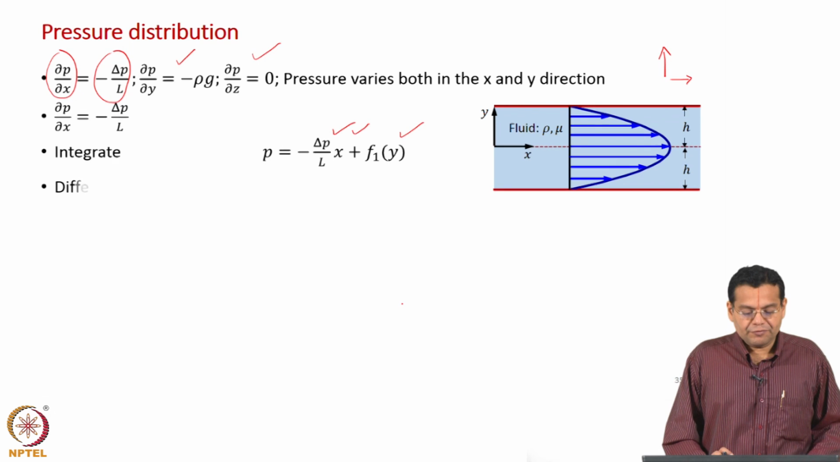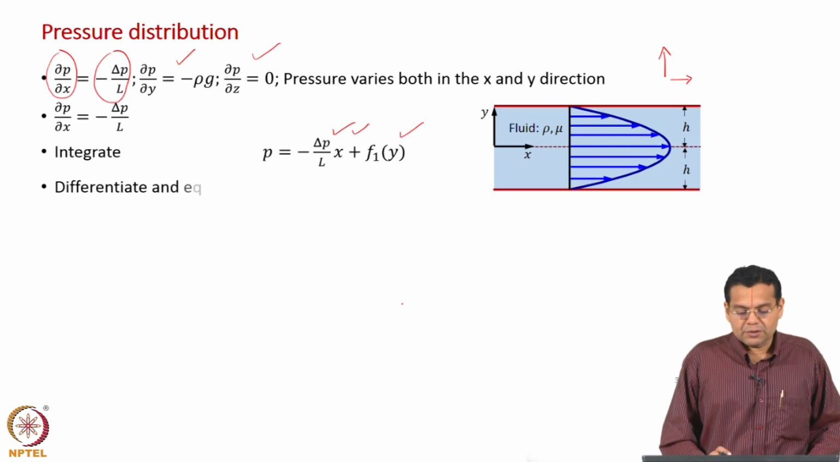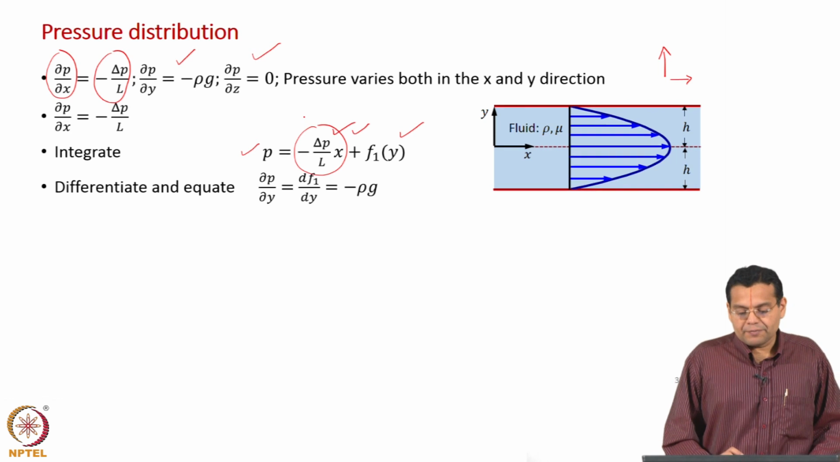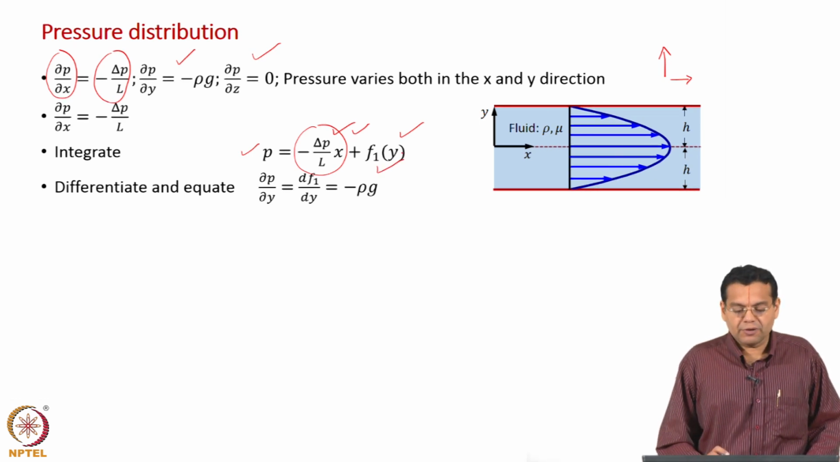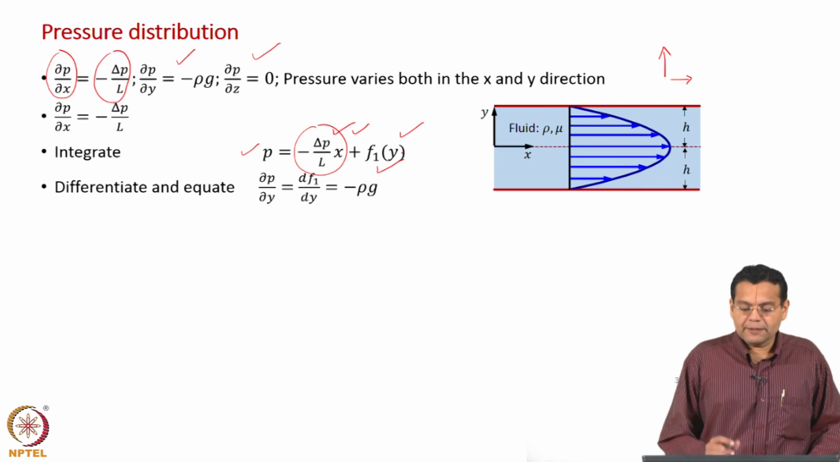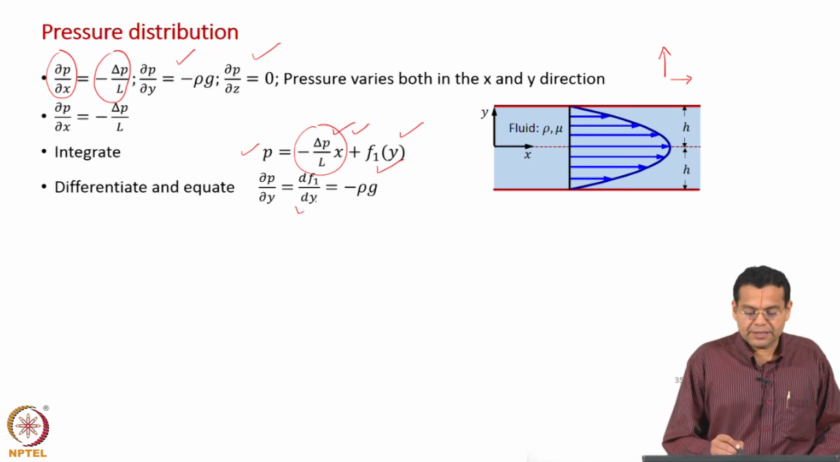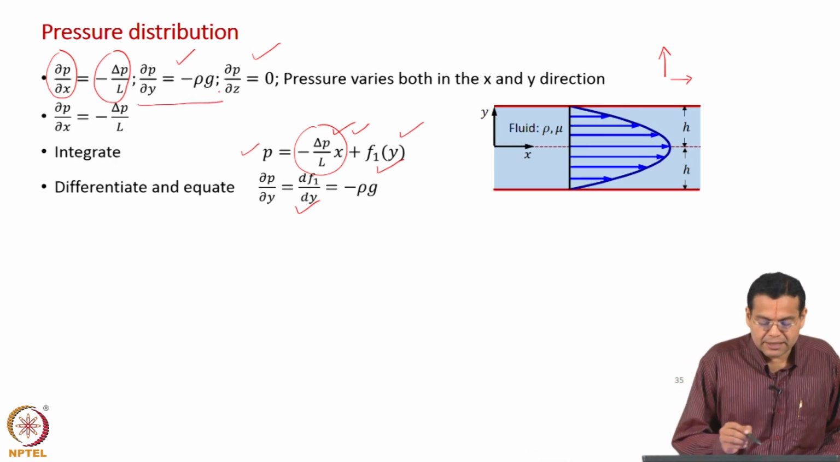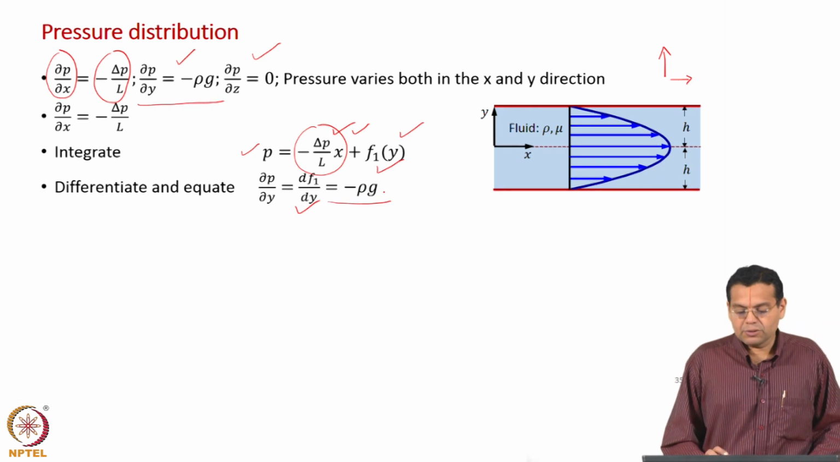So, now what should we do? We have to evaluate f 1 of y. So, we will differentiate this equation, dou p by dou y. This term will be 0 on differentiation, because it is partial differentiation with respect to y, and the constant term is a function of y only. So, it becomes a total differential, df 1 by dy, and we know that dou p by dou y is equal to minus rho g. So, we equate to minus rho g. So, df 1 by dy is equal to minus rho g.